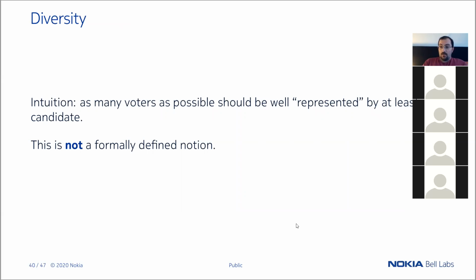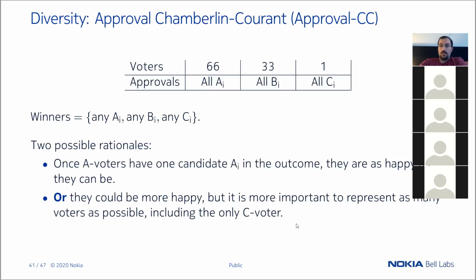So the last criterion is diversity. And here the intuition is to say that as many voters as possible should be well represented by at least one candidate. But you don't aim at guaranteeing proportionality. Here it's not a formally defined notion, but we will see an example. And typically diversity is the argument behind the Chamberlin-Courant voting rule.